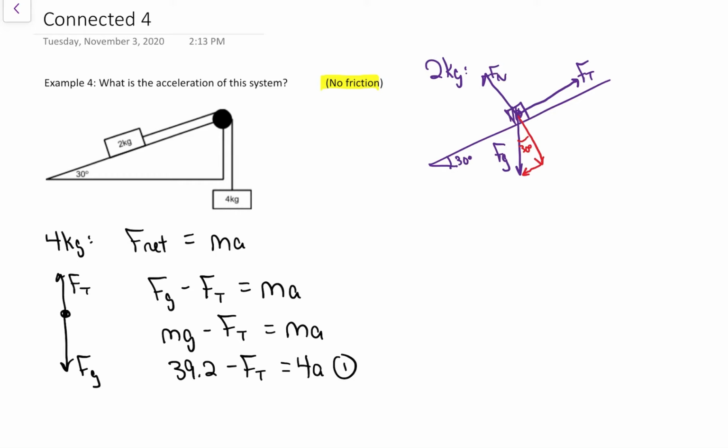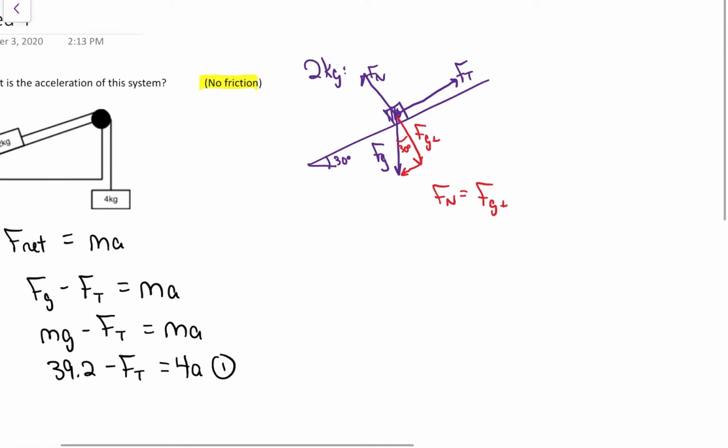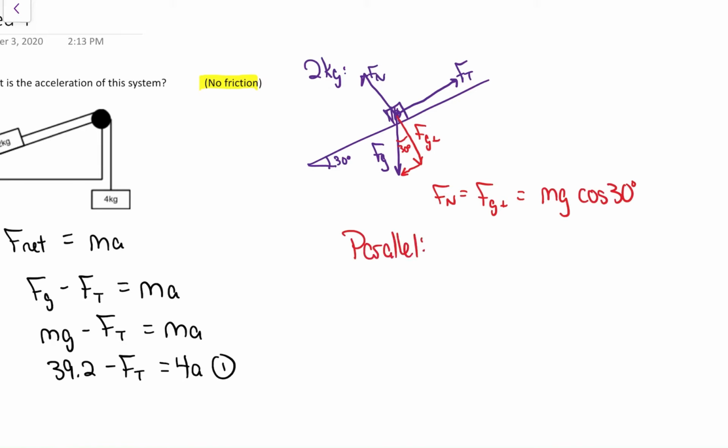Since there's no coefficient of friction, we don't really need it, but just for practice, normal is balanced by what I call the perpendicular component of gravity, and that's related to the cosine. We don't really need it this time, but if you come across a question later, that perpendicular component's related to cosine. What we do need is the parallel component.